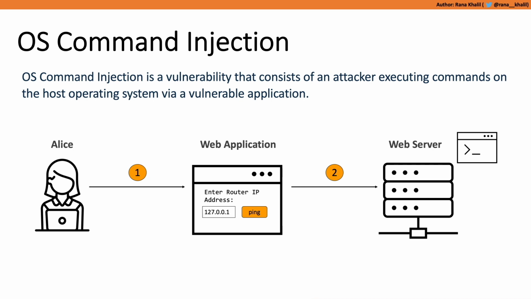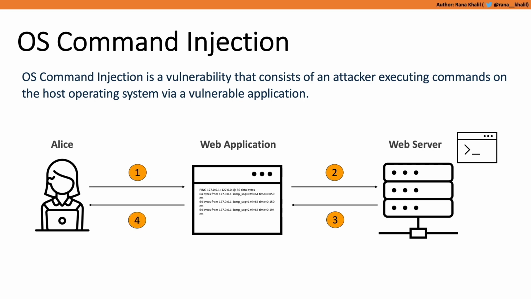Now, all ping does is send an ICMP echo request to the device on the network, and if the device is up, it sends back an ICMP echo response. And so what happens is that the ping command is run, and then the response of the command is outputted in the web application. So Alice over here can see that the address that she pinged is up and running because she sees the response of the ping command.